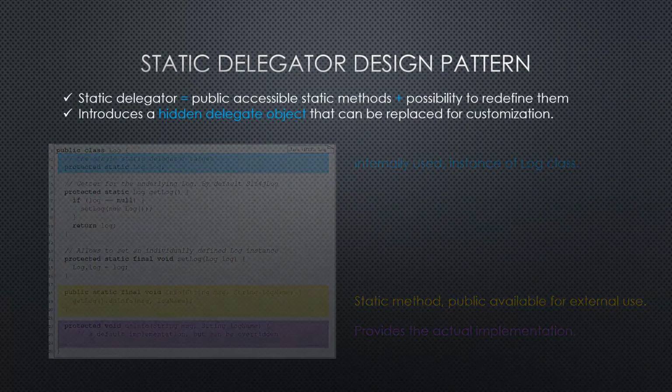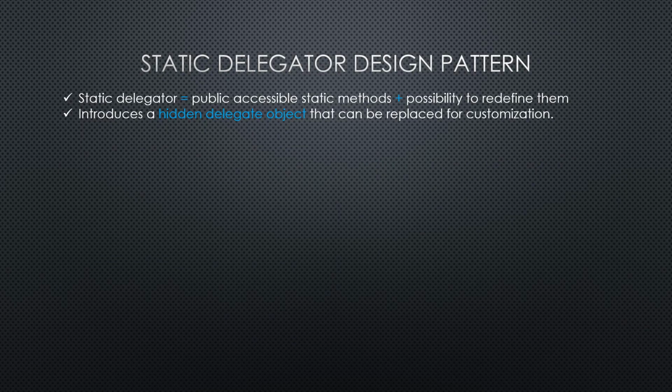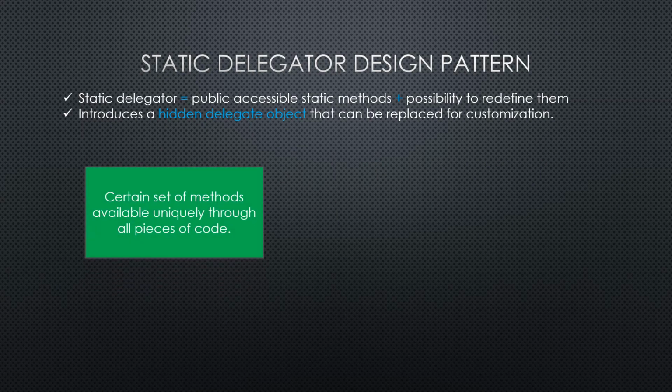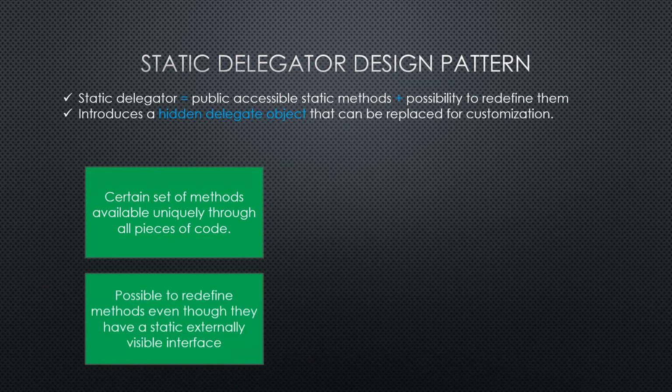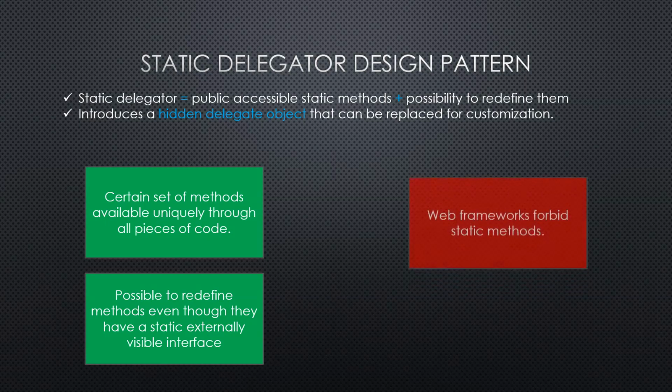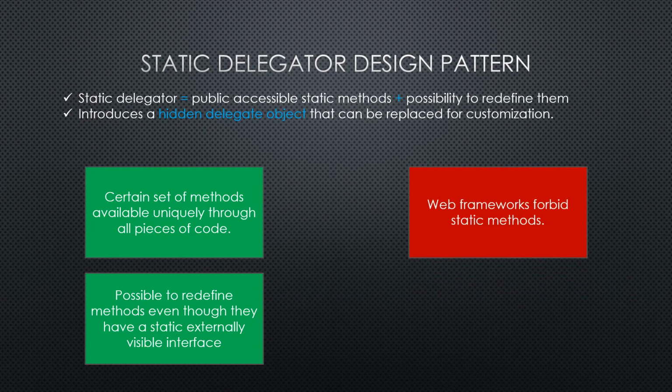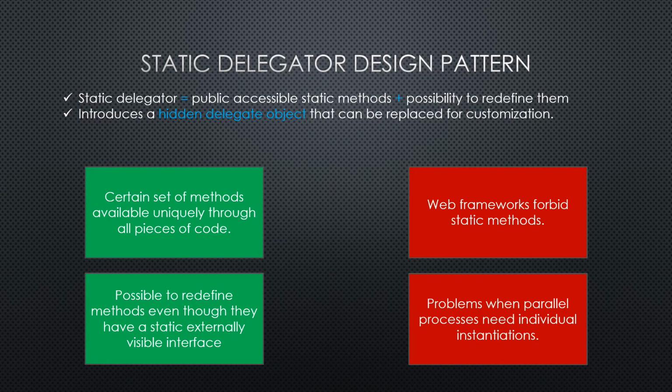The main benefit of this design pattern is that a certain set of methods is available uniquely through all pieces of code. This makes it still possible to redefine methods even though they have a static, externally visible interface. A drawback, however, is coming with the use of static methods. Web frameworks forbid those, and you might also run into problems when parallel processes need their own individual instantiations.